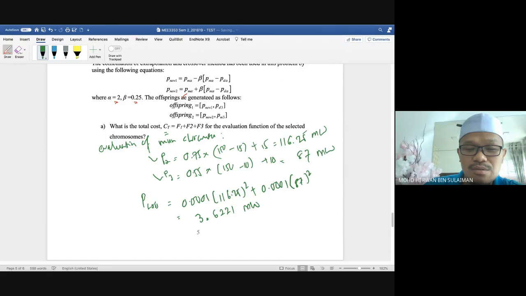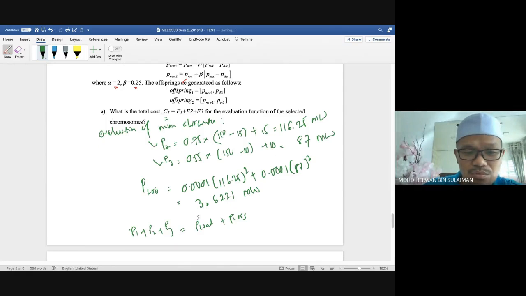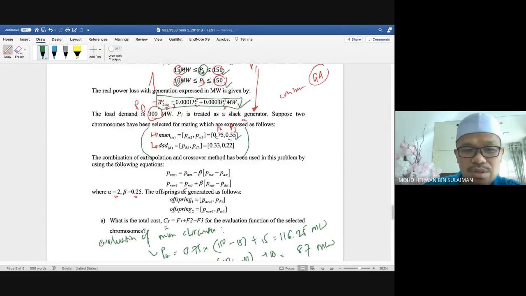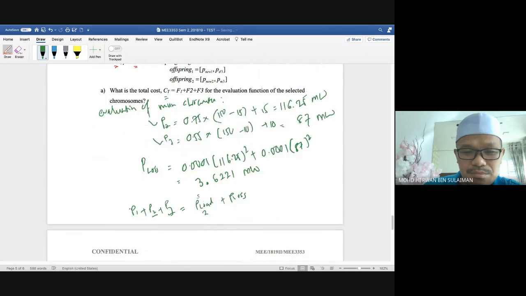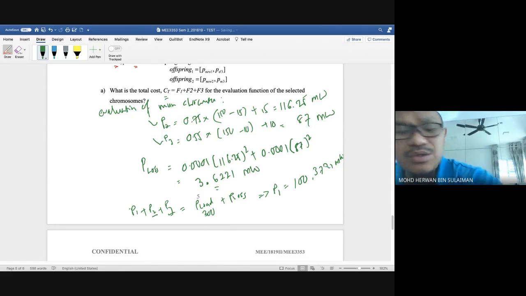So once you get P loss, we know that our summation P1 plus P2 plus P3 must be equal to P load plus P loss. So we know already our P2, we know already our P3, we know already our load. Our load is 300. We know already our loss, 3 something. So from here you can find your P1. Your P1 is 100.3721 megawatts.